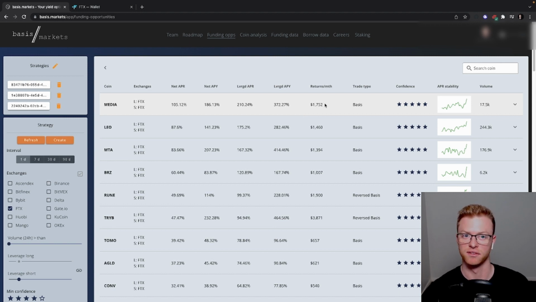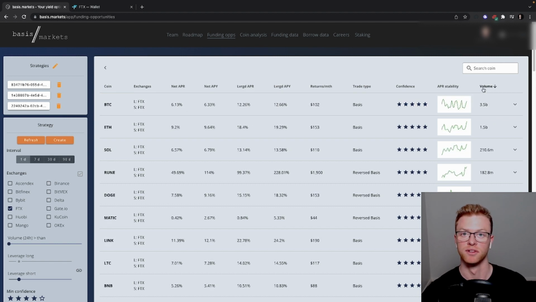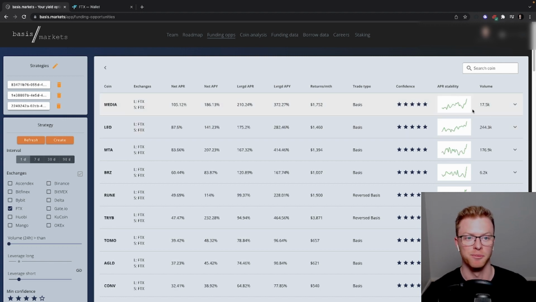Next, depending on the type of capital that you're working with, you want to be aware of the volume. The volume will allow you to get in on the long or the short side and get out on the long or the short side. And obviously with coins like Bitcoin, Ethereum, Solana, and even Rune in this case, you're going to be able to get in and out more easily than you are going to be able to on coins like Media.